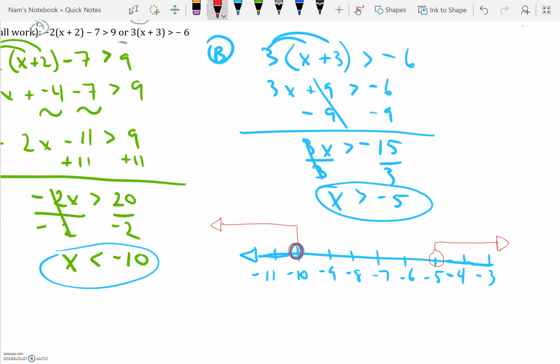So those are my two solution sets right there. That means between negative 10 and negative 5, there are no arrows going there, because those are not part of my solution set. This is a disjunction, which means they do not share solutions.